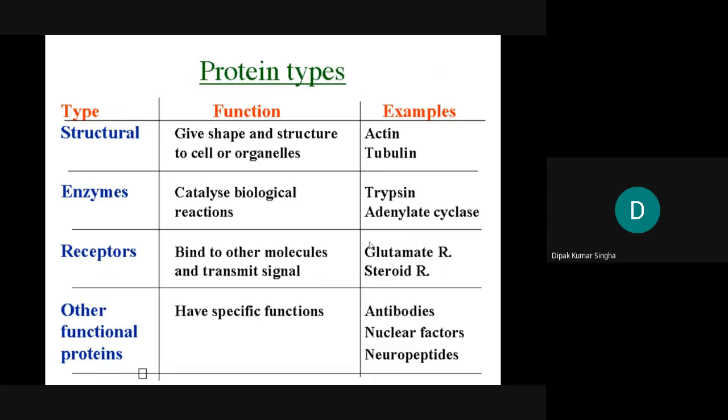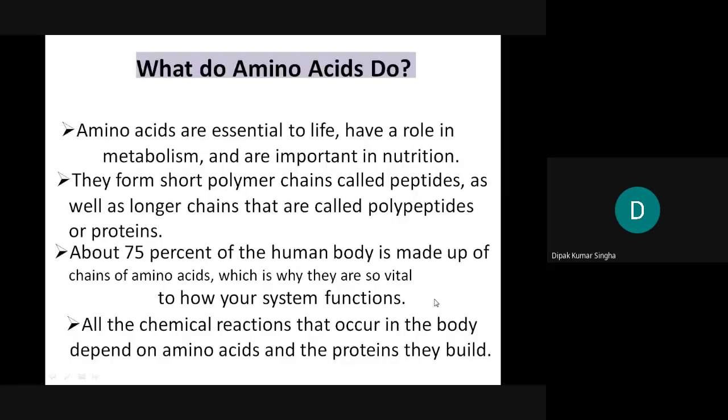Protein types. What are the types of protein? Based on function: one is structural, the shape and structure of organelles, such as actin and tubulin. Enzymes catalyze biological reactions, such as trypsin and adenylate cyclase, just two examples. Receptors bind to other molecules and transmit signals, like glutamate, and there are other functional proteins for specific functions, such as antibodies, nuclear factors, and nucleopeptides.